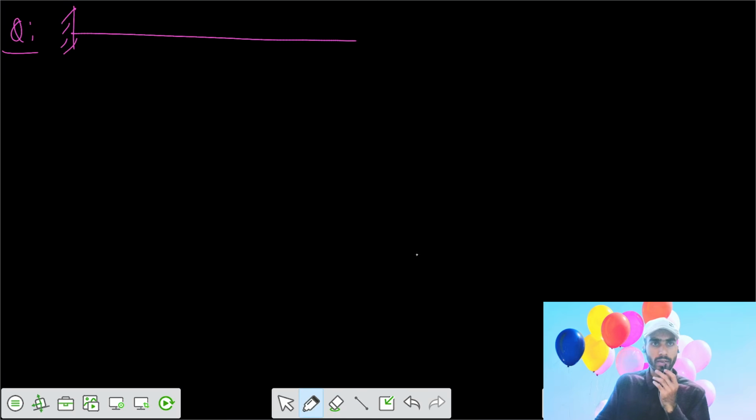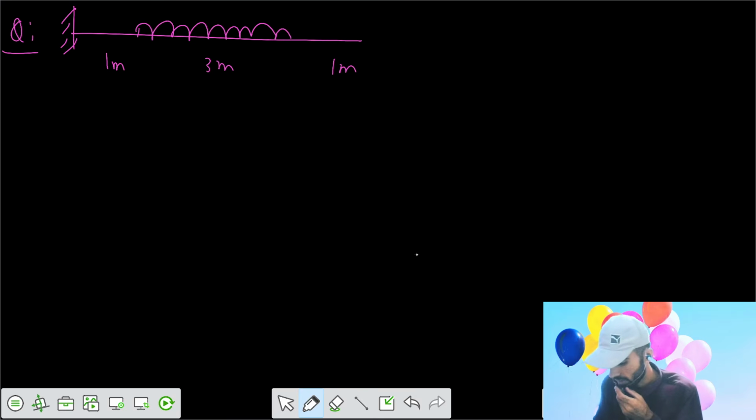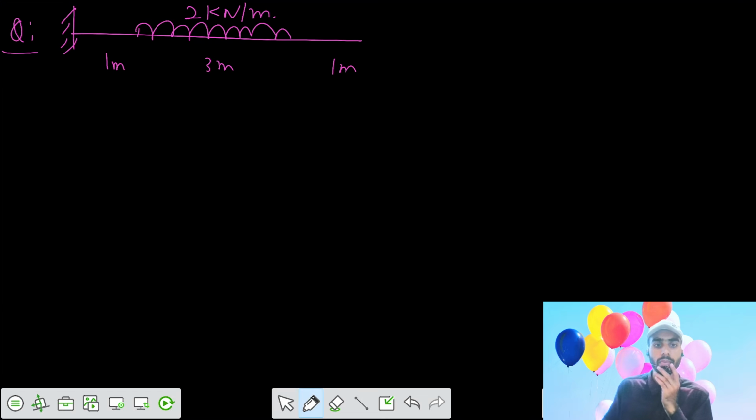So this is your cantilever beam of length 1 meter, 3 meter, and 1 meter. Your UDL is acting for 3 meter with an intensity of 2 kilonewton per meter. Get the shear force diagram and bending moment diagram.